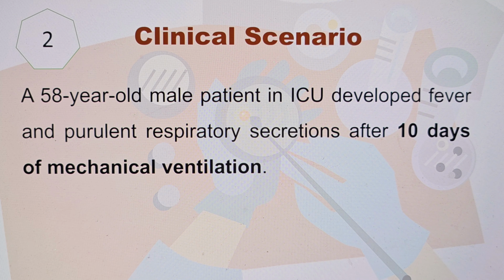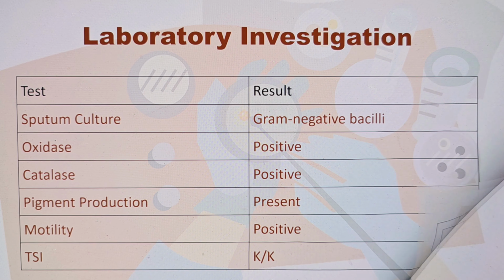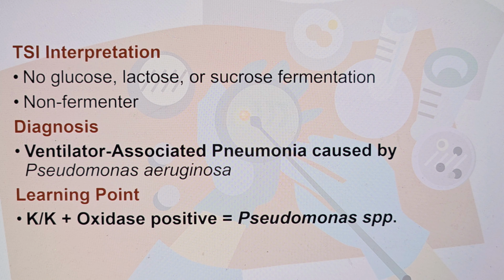Second scenario is a 58-year-old male in the ICU who developed fever and purulent respiratory secretions after 10 days of mechanical ventilation. Laboratory investigations showed gram-negative bacilli, which were oxidase positive, catalase positive, pigment production present, motile. TSI showed K/K. So diagnosis is ventilator-associated pneumonia caused by Pseudomonas aeruginosa. Learning points are K/K reaction on the TSI tube with oxidase positive indicates the organism is Pseudomonas species.